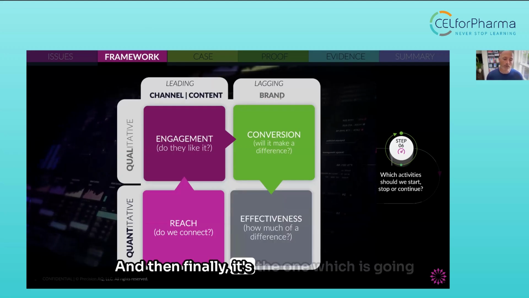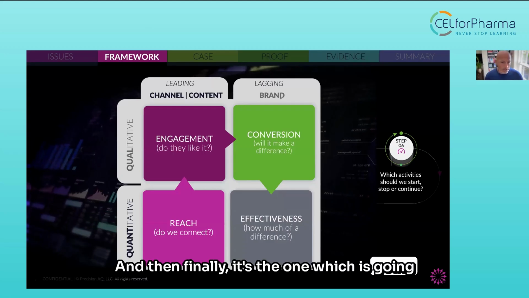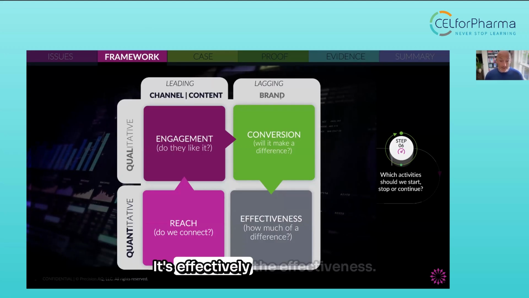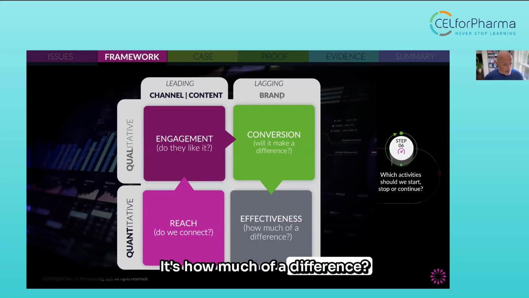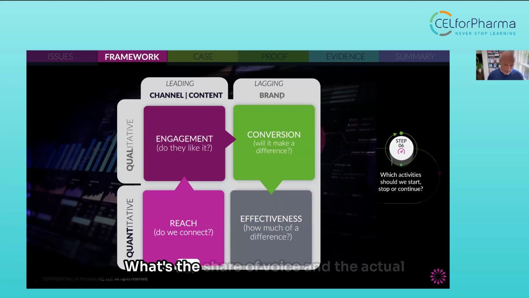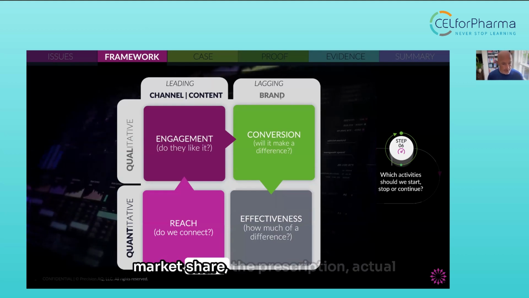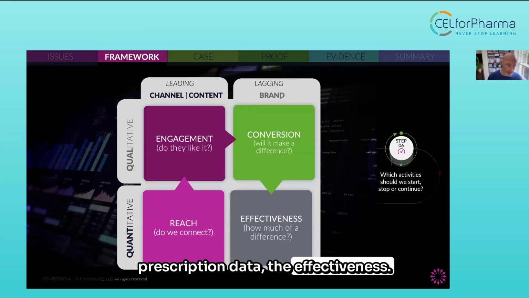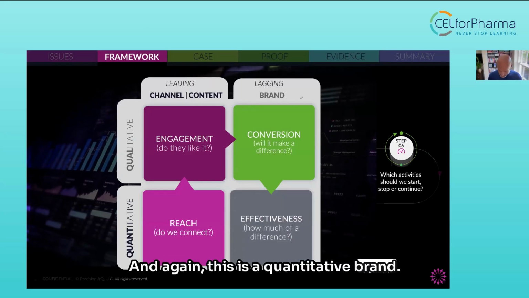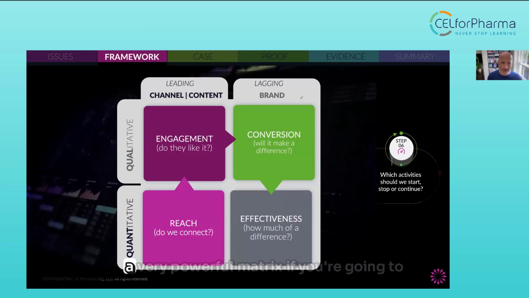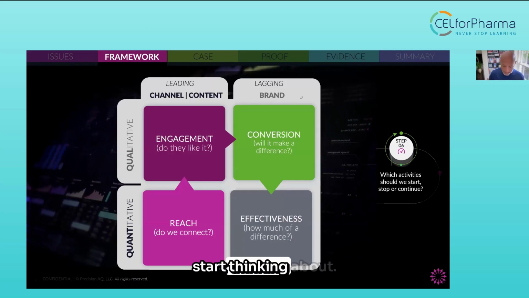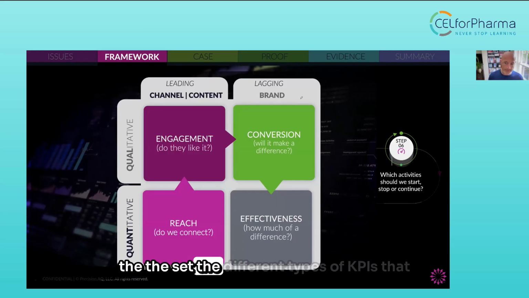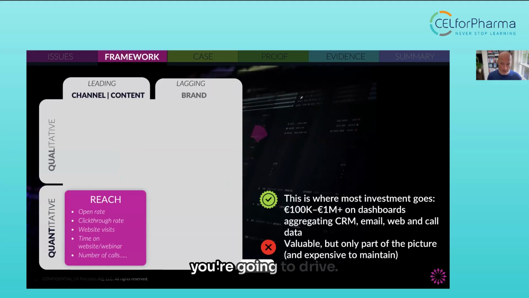And then finally, it's the one which is going to pay all our mortgages. It's effectively the effectiveness. It's how much of a difference. What's the market share? What's the share of voice and the actual market share, the actual prescription data, the effectiveness. And again, this is a quantitative brand KPI. So this is a very simplistic matrix, but it's a very powerful matrix if you're going to start thinking about the different types of KPIs that you're going to drive.